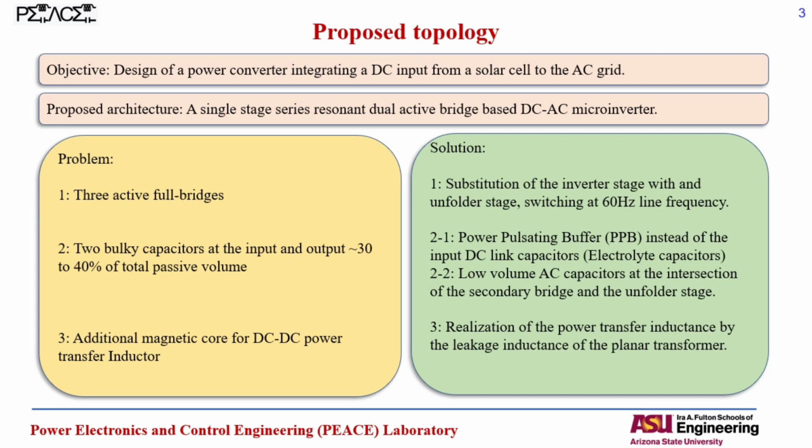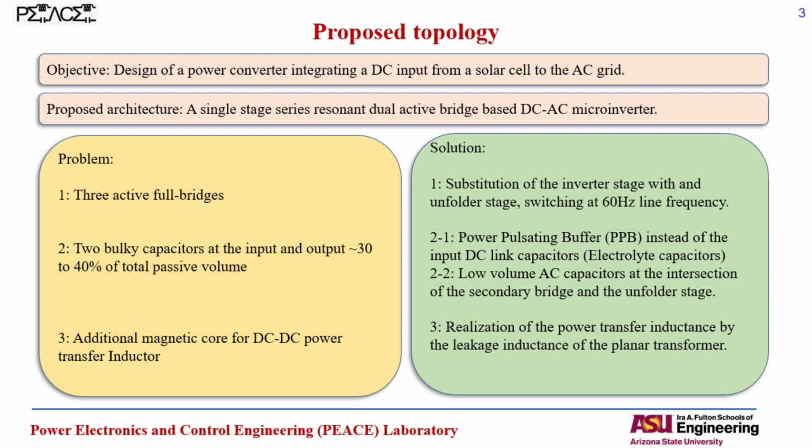So we have used the series resonant configuration here because it has inherently lower RMS current through the power transfer impedance, which also decreases the conduction losses. So the problems with the state of the art that I have mentioned are also stated here. You can see we had full bridges here that are working all at high frequencies, and we have two bulky capacitors, which are mainly realized by electrolytic capacitors that decrease the reliability of the system, and we have an additional magnetic core in the DC-DC power transfer.